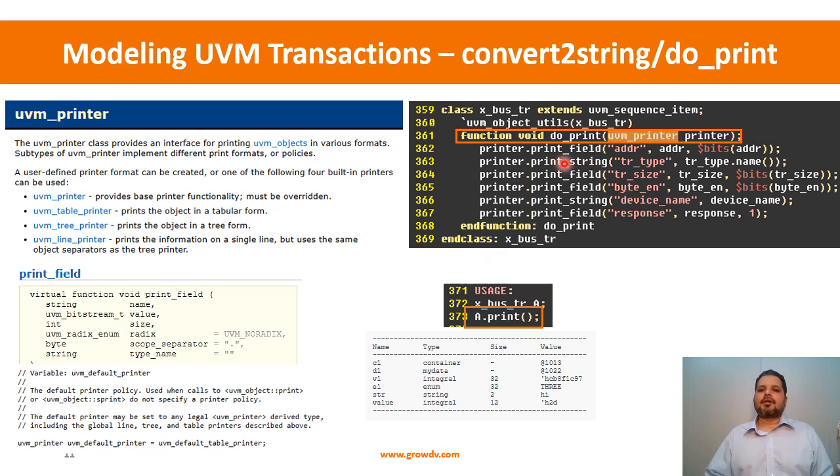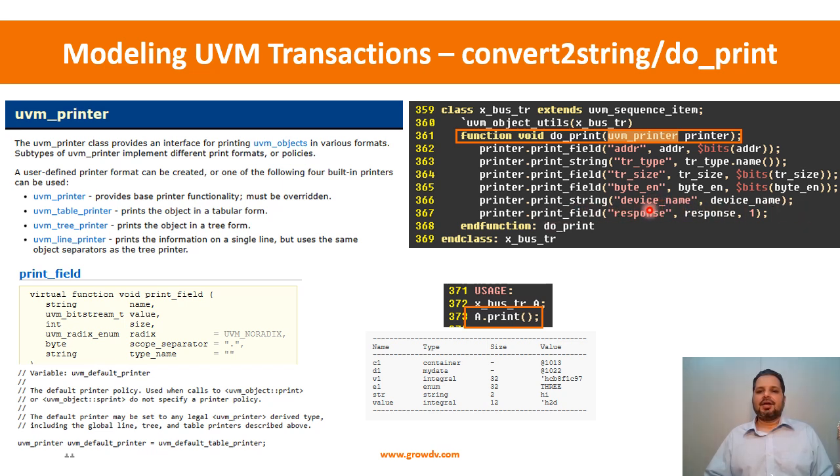So we will say printer, print field, and when we say address, which is a name that we would like it to appear when it prints, then the variable, and then the number of bits in address, for which we are going to use the system function $bits. And then if you have the string, then you say tr type, and since it's an enum type, tr type dot name, when you call it, returns the string value for the current value that's present in the tr type variable. And then tr size is another variable, again with $bits we can specify the size of it, and then we have the string device name.